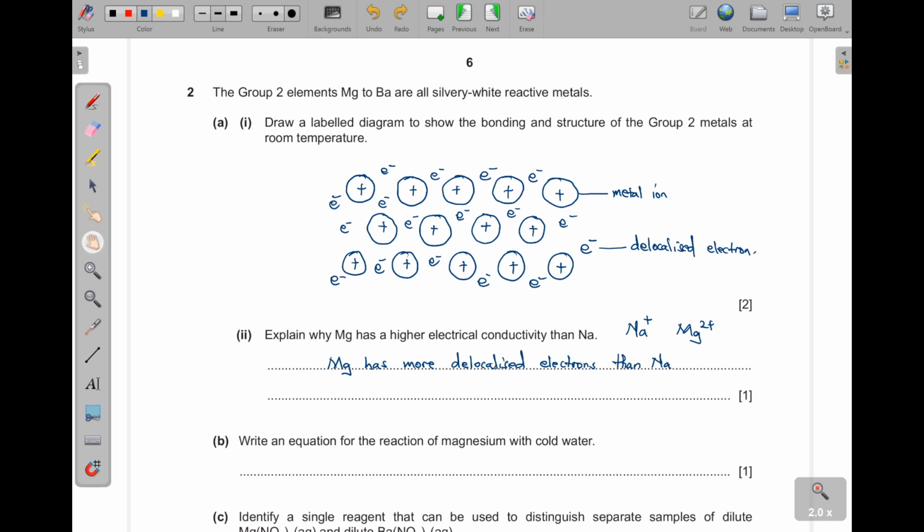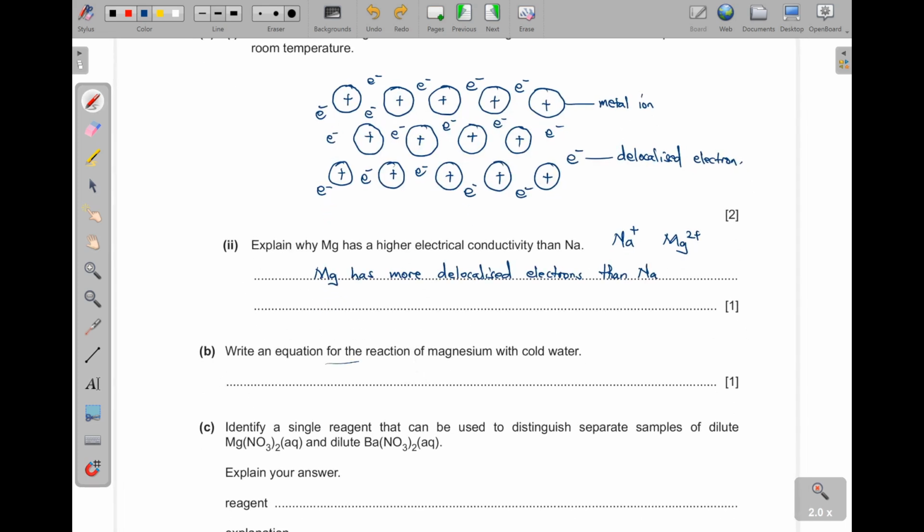As simple as that. Then part B, write an equation for the reaction of magnesium with cold water. The reaction of magnesium with cold water is a slow one, and the products we get are the same for all of these metals in group 2. We get a hydroxide and hydrogen gas. These metals are above hydrogen in the electrochemical series. That is why they are able to break down the water. So we have magnesium plus water, we get magnesium hydroxide plus hydrogen.